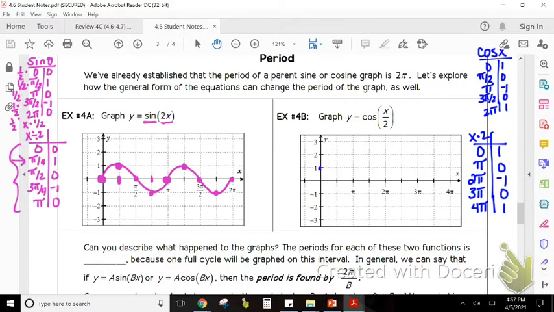So we got 0, 1, pi 0, 2 pi -1, 3 pi 0, and 4 pi 1. And so we can see it's just a longer period there.